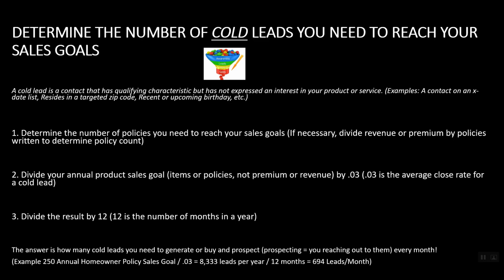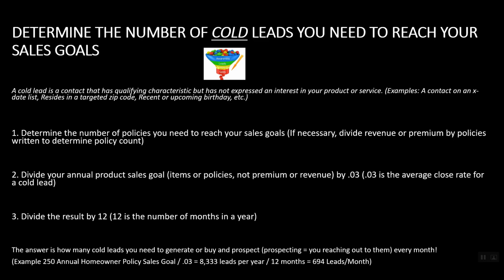So once you determine the number of policies you need to reach your annual sales goal, then we can go to step 2, which is divide your annual sales goal by 0.03. Why 0.03? Because 3% is the average close rate for a cold lead across all industries, across the whole marketing universe. Okay, so we're just using this as a gauge. Maybe it's not exact. Don't get caught up in, well, mine is 0.0296. Who cares? Make it 0.03 because we're just going to come up with a number that we can work with. So you divide your annual sales goal by 0.03.